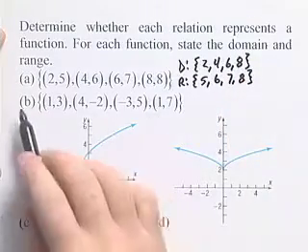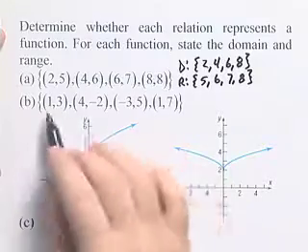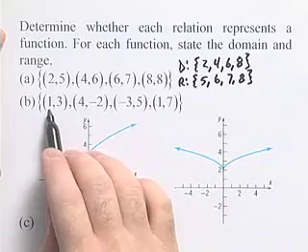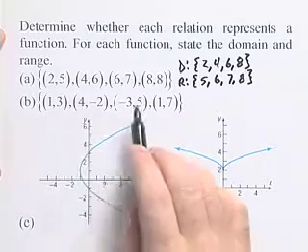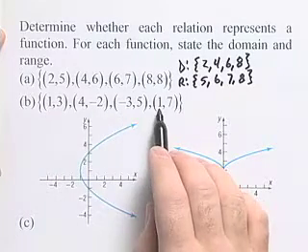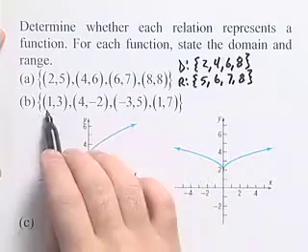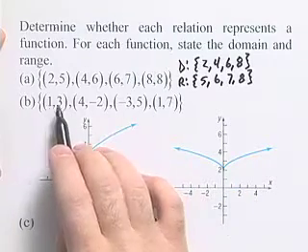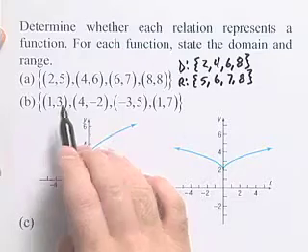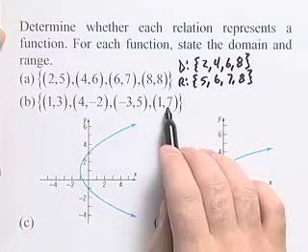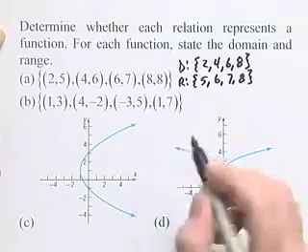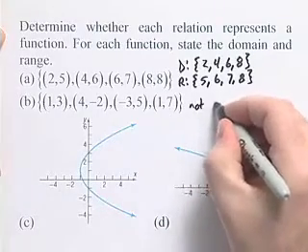Now on to part B, we again have a set of ordered pairs. So we begin by looking at the x-coordinates to see if there are any repeated values. So we have 1, 4, -3, and 1. We've repeated this x-coordinate 1, so we now look at the y-coordinates. Here the x value 1 corresponds to the y value 3, and here it corresponds to 7. Since the single x value corresponds to two different y values, this is not a function.